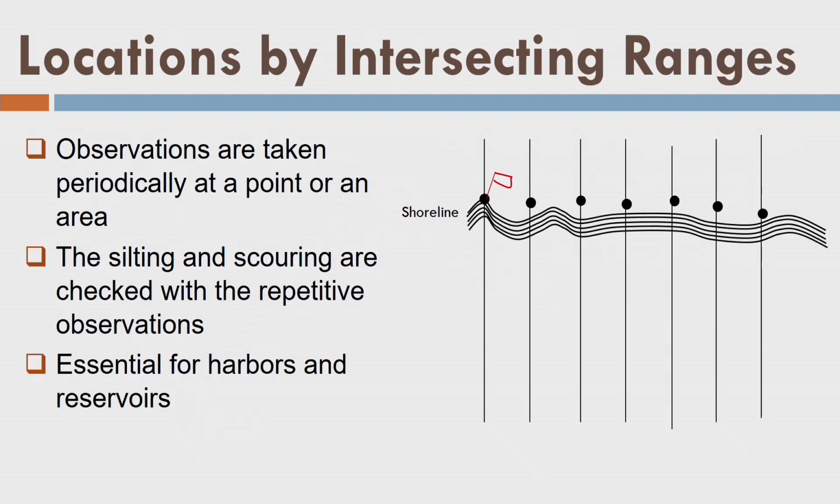Now, locations by intersecting ranges. What does it mean here? Along the shoreline, if you put a point like this, we will put a flag on the first point here, and then we will put another flag here, and then we will move our boat in a certain direction. So, I know what this angle is. Let us say I have observed this point here. How to observe this point? There is a flag here. As soon as the boat, which is moving along this direction, comes in this direction, it will stop and observe the x and y position here.